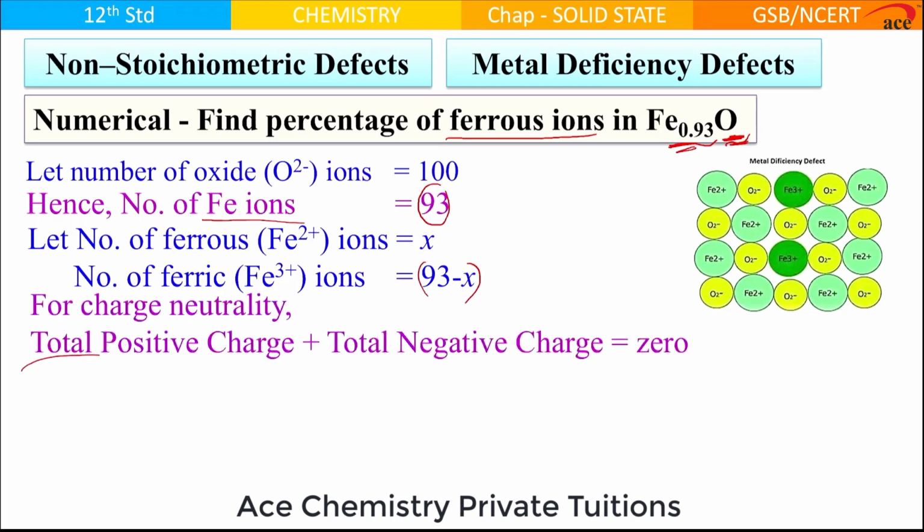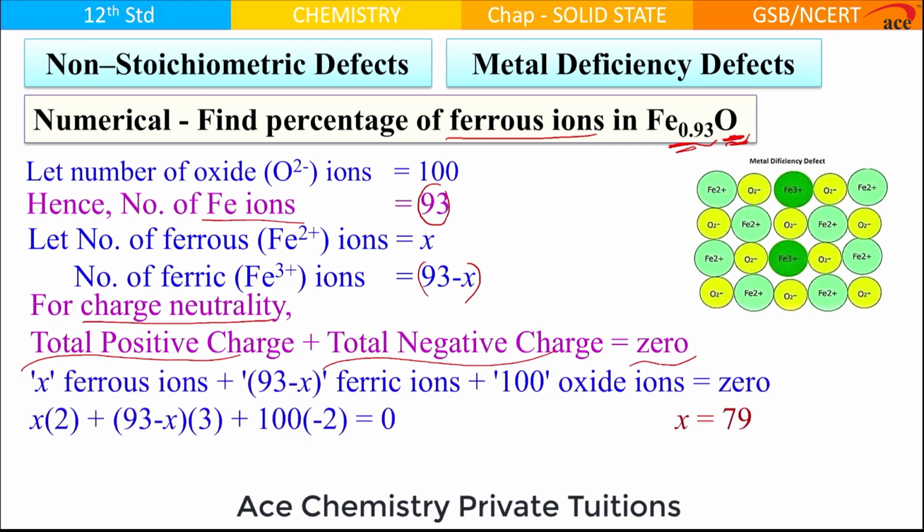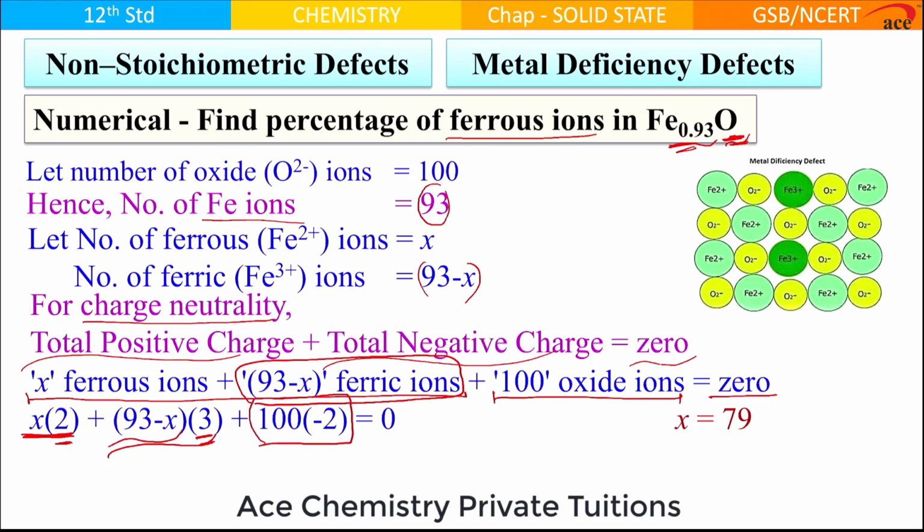Total positive charge and total negative charge is equal to 0 for any system to maintain neutrality. Positive charge is due to ferrous and ferric ions, while negative charge is due to oxide ions, and total is 0. So, X ferrous has a charge of 2, remember that. Ferric has a charge of 3. Number of ferric ions are 93 minus X. So, total charge on ferric ions is 93 minus X multiplied by 3. 100 oxide ions multiplied by minus 2. If you solve, you will get the value of X as 79.